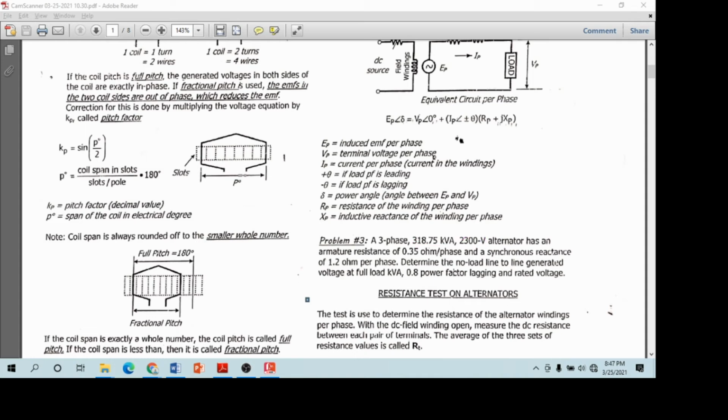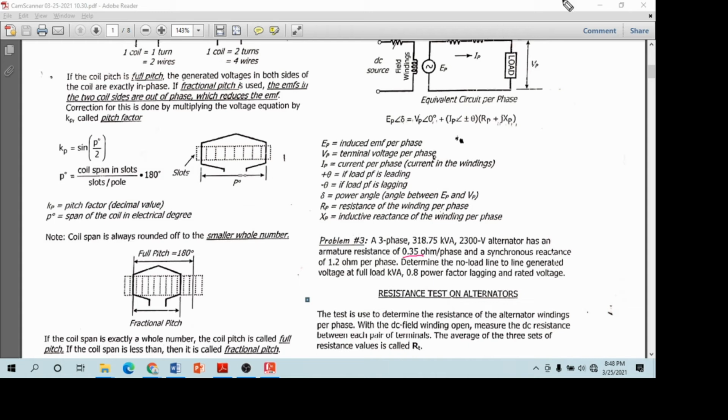The alternator has an armature resistance, so obviously this is your RP, and you have a synchronous reactance of 1.2, so this is your XP. Determine the no load line to line voltage at full load kVA, so it is fully loaded. Then, we have 0.8 power factor lagging. So, meaning we're going to use negative here. And the rated voltage. Okay, rated voltage is VP.